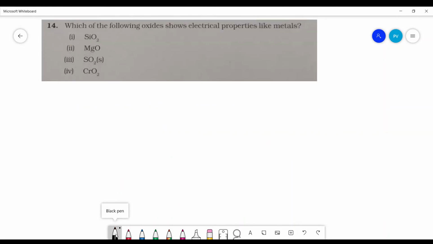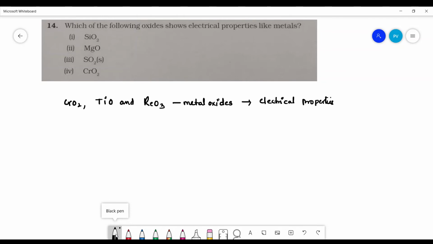Question is, which of the following oxides shows electrical properties like metals? Some typical oxides like CrO2, titanium oxide and ReO3. These are metal oxides. Metal oxides show electrical properties.